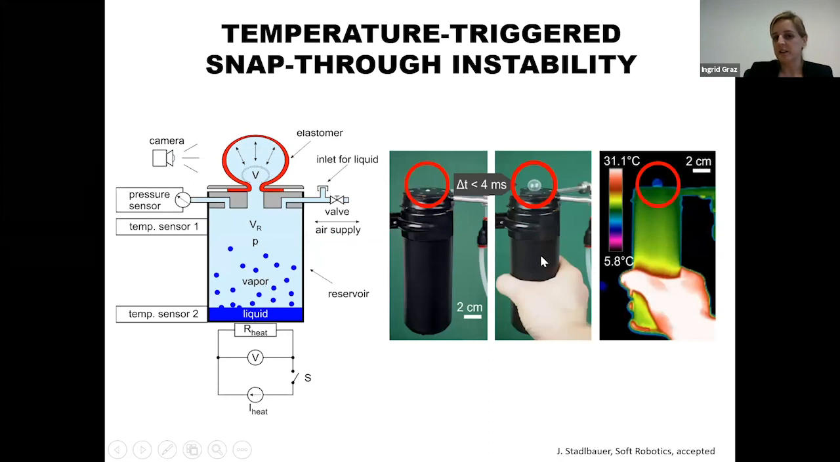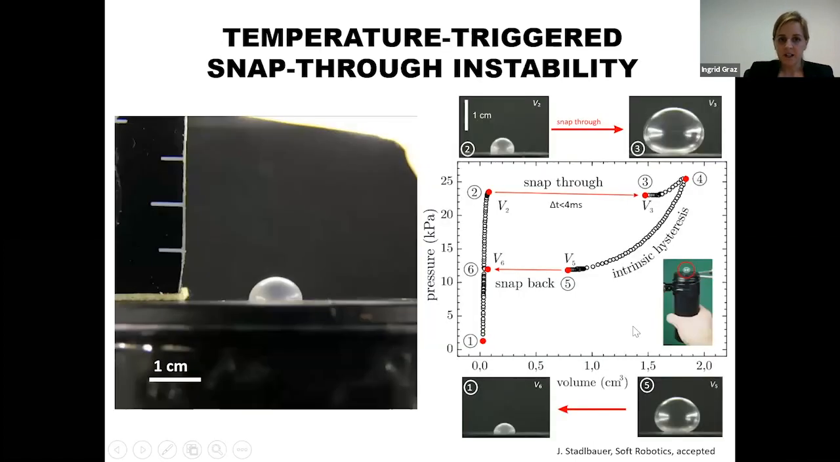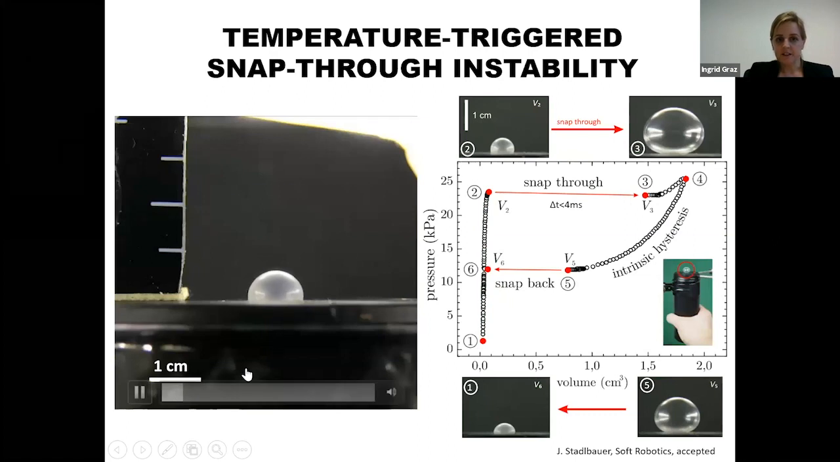So what you see here is the photo. This is the state when we start. And this is our instability when we triggered. And I'll explain in detail, the instability takes 4 milliseconds, this snap-through instability, to jump from the small volume to the big volume. And the interesting thing is as well, we don't need too much heat or too much power to actually achieve this. So the warmth of your hand is sufficient to trigger this instability. So this is what you see here. And here is a video of the instability.